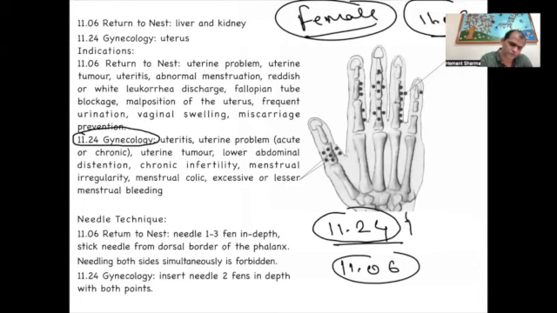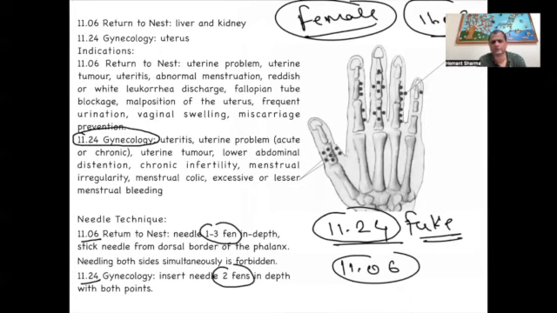The other name of this point is Fuke, right? And the needle insertion, whether you do 11.06 or 11.24, is very, very little, near about 2 fan. We know 2 fan is very little, and even in the fingers, we don't have much space, right?